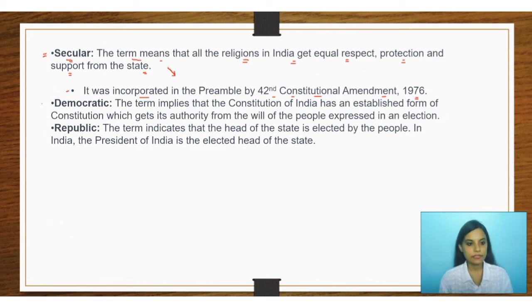The next word that you have is democratic. This term implies that the Constitution of India has an established form of government which gets its authority from the will of the people expressed in an election. The next word in the preamble is republic. This term indicates that the head of the state is elected by the people. In India, the President of India is the elected head of the state. So we can conclude that the preamble is the key to the constitution, because whatever is written in the preamble is followed by all of us, even by the constitution itself.